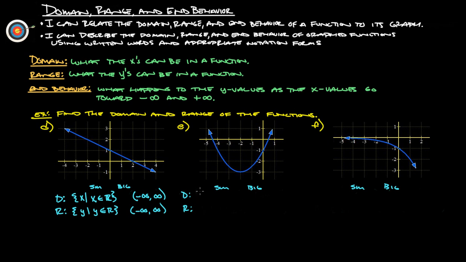So that's where we're going to say brackets x such that x is an element of the real numbers. Or again, we can say we go from negative infinity to positive infinity. Okay. For the range, a little bit different because here's our lowest point here. The smallest the y value ever gets to is negative 3. And then the biggest it ever gets to, it goes forever and ever up, so there is no biggest.